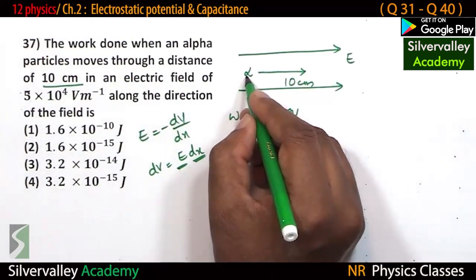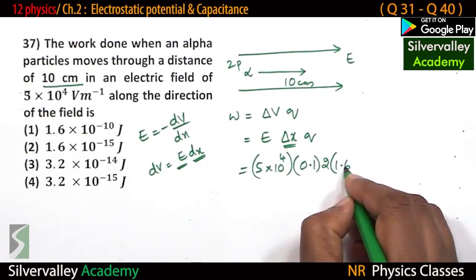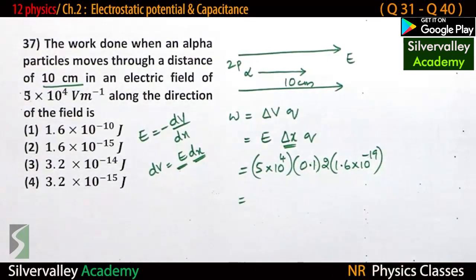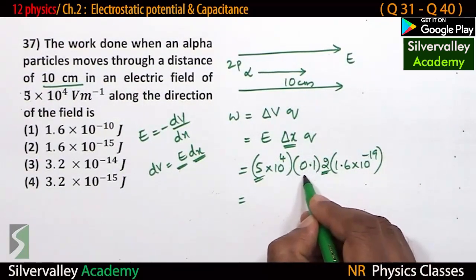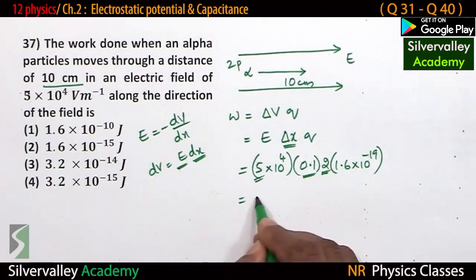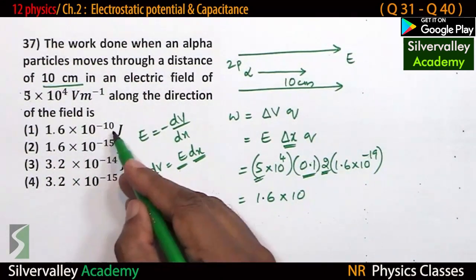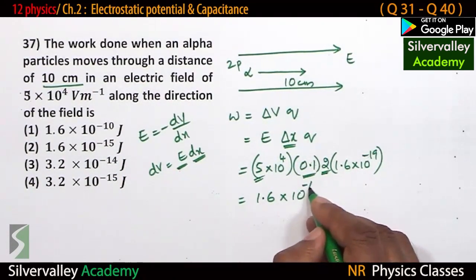Charge of alpha: alpha has 2 protons, therefore 2 into 1.6×10⁻¹⁹. 5 into 2 is 10, and 10 into 0.1 is 1. So we are left with just 1.6×10⁻¹⁹ times 10⁴, that is -19 plus 4, which is -15. With 1.6 there are two options.